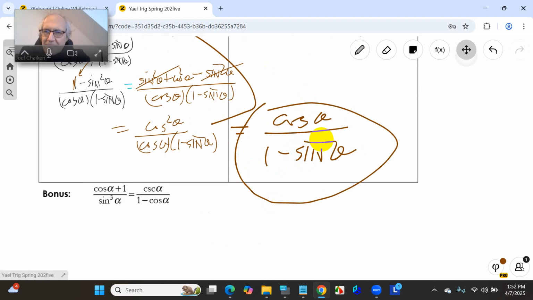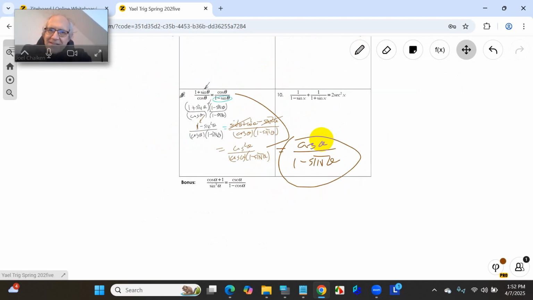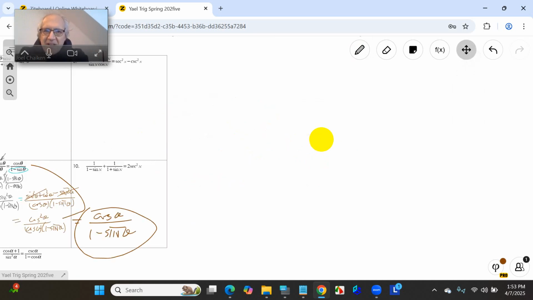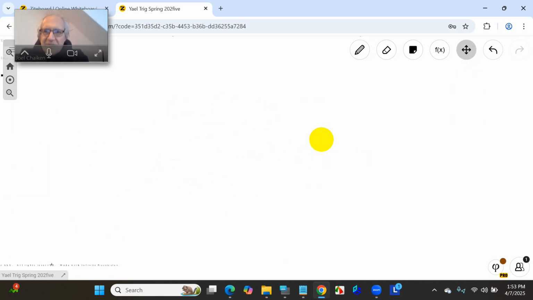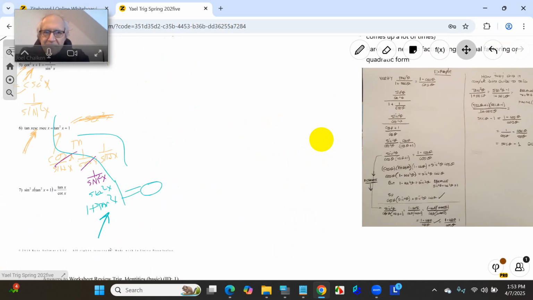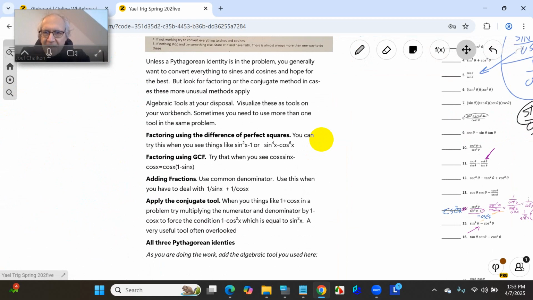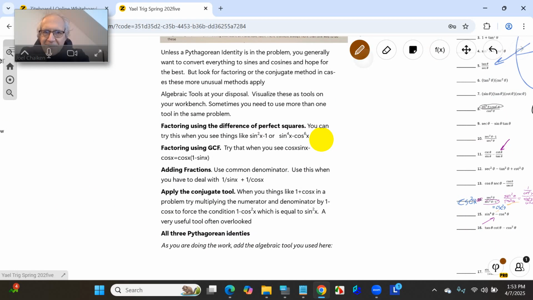So this is basic. We've gone over the basic stuff. Basically, convert to sines and cosines. Hope for the best. You have to know how to do the complex fraction, which is take the numerator, multiply by the flip of the denominator. You have to know how to add fractions. Keep in mind the conjugate, and I have a cheat sheet here which goes over all the little tools that you need to have to be ready. Sometimes you have to factor the difference of two perfect squares. That's not unusual, but it can happen.